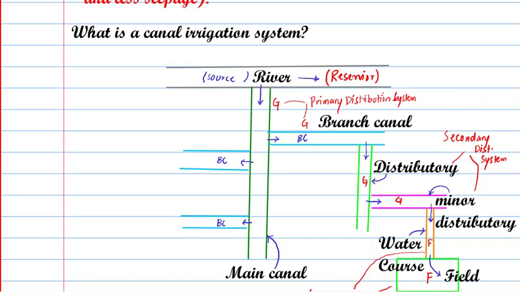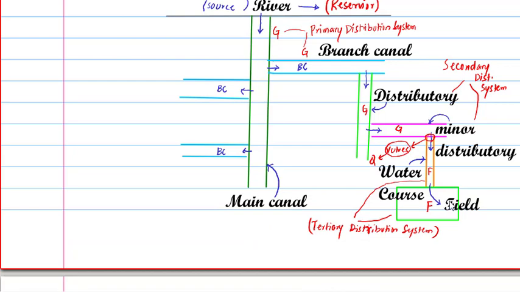And here in the water course, at the start we need to put some sort of valves to control the flow of the water, which we call Q. We will place some valves here at the start of the water course, and we will open the valve according to the requirement of water to the field, and this field is our end destination.